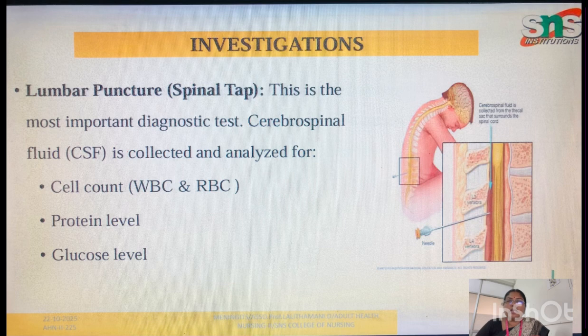The investigations include the lumbar puncture, in which cerebrospinal fluid is collected from the thecal sac that surrounds the spinal cord. The cerebrospinal fluid is taken from one side. The cell count, that is the WBCs and RBCs, will be checked. Then protein and glucose levels will be monitored while taking the sample from the lumbar spine. So lumbar puncture is an investigation.